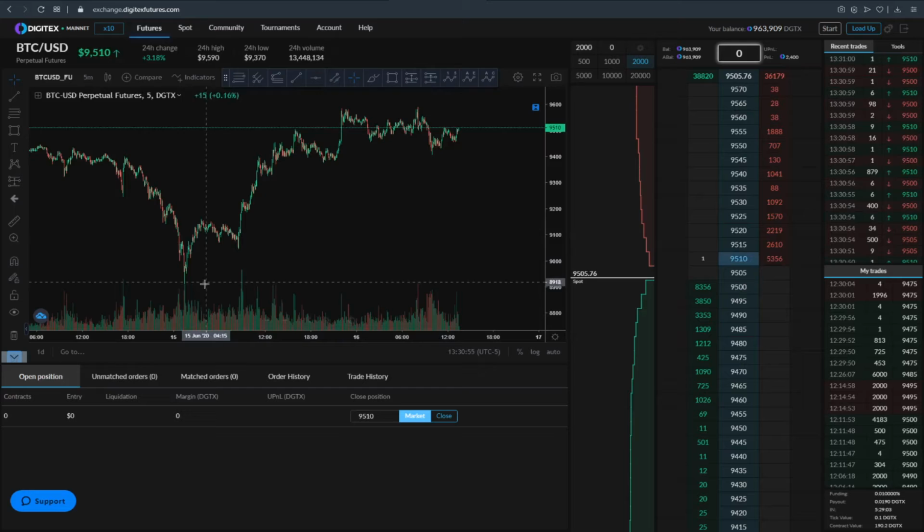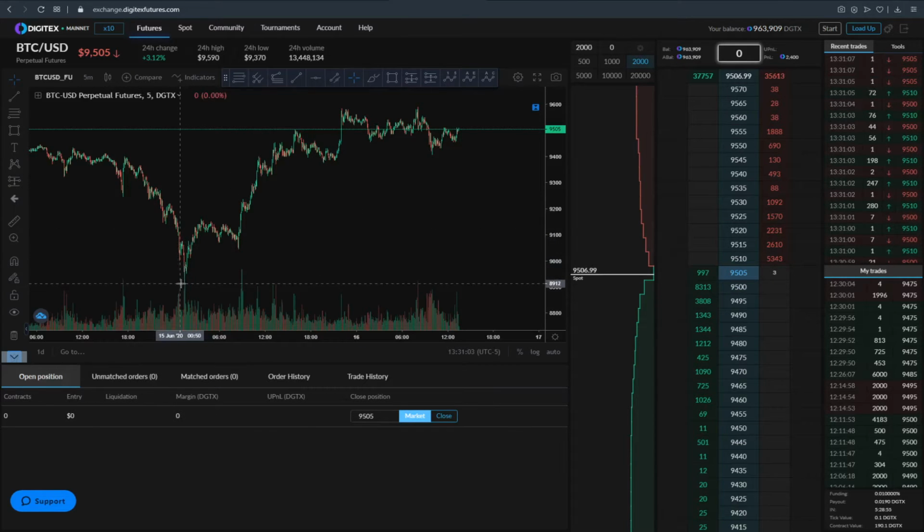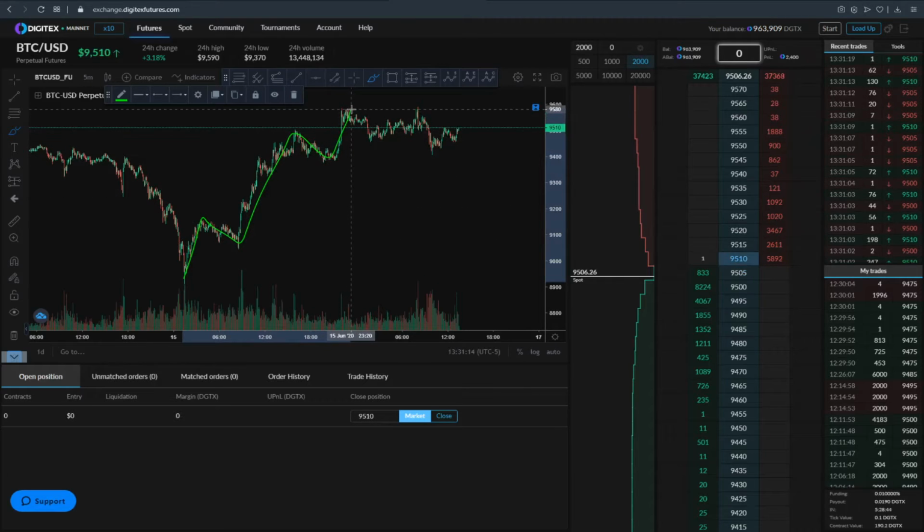Alright, so now I want to show you one of the strategies that I've always used and has worked very, very well on DGTX the last 2 months. That's helped me make that 400,000 DGTX. And what it is, when the market moves, it moves in waves. And so you have these waves like this: you correct, wave, correct, wave, and then correct.